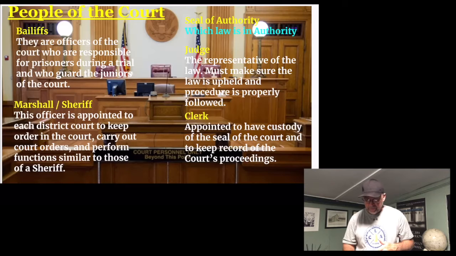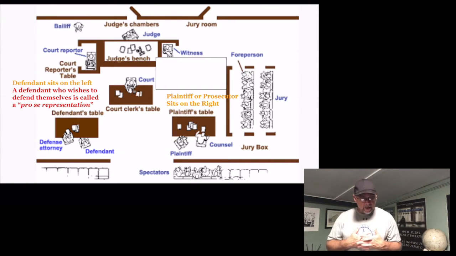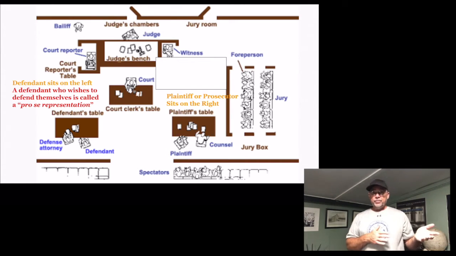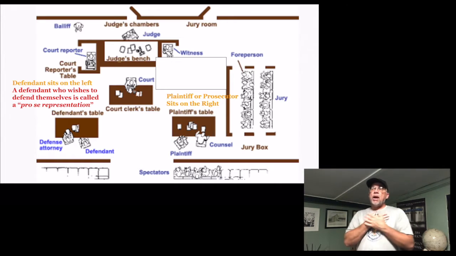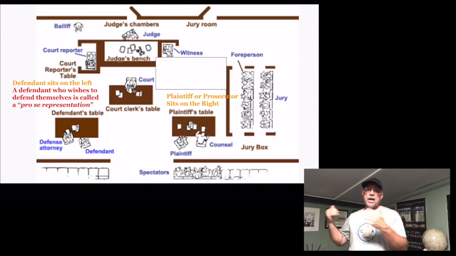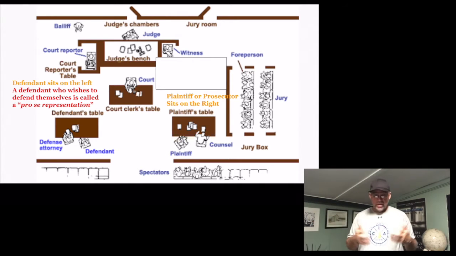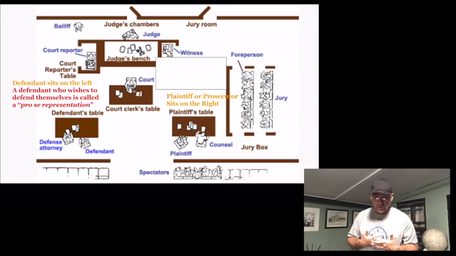So those are the ones that are bringing suit, bringing charge against the defendant. So, oops, wrong way, okay? All right, so then the defendant sits on the left, okay? So that way you know. Defendant who wishes to defend themselves, okay? So you don't have to have a lawyer if you're going to defend yourselves, but it's called pro se representation, which means in absence of a lawyer, all right? So if you do pro se representation, that means you're going to defend yourself in the court of law.